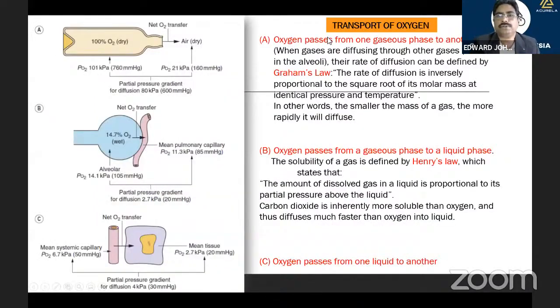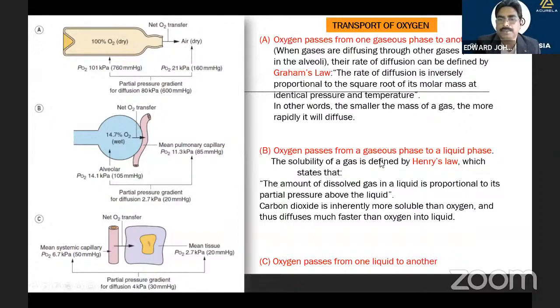So in convective flow, the oxygen passes from one gaseous form to another. So it obeys Graham's law. What Graham's law states is that the rate of diffusion is inversely proportional to the square root of the molecular mass. That means the smaller the mass of the gas, the faster it moves. That is the meaning of Graham's law. So this is the convective transport of the oxygen from the atmosphere to the alveoli.